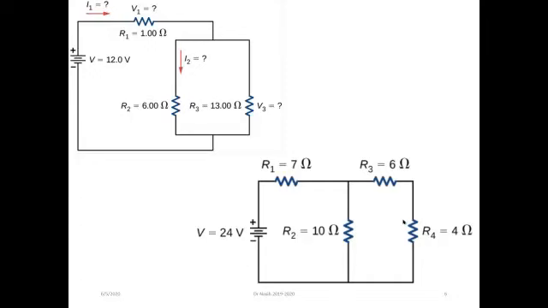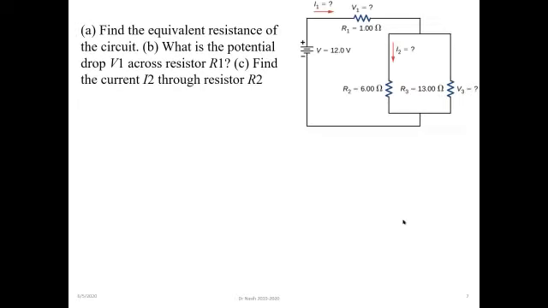In this tutorial, I'm going to solve two examples for combinations of different types of connection of resistors. As you see in the first example, the requirements for this circuit are: A, find the equivalent resistance of the circuit, and B, what is the potential drop V1 across this resistor, which is nominated by R1, it is 1 ohm, and C is find the current I2, which is going through the resistor R2.